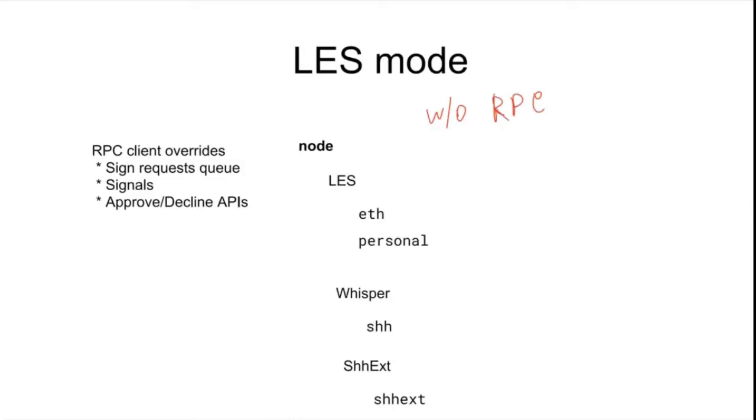We also run some convenience services like the extended Whisper that we are on, and register them on the node. So they are also available inside this namespace. But that's how our LES mode works. What about the upstream mode? What about the RPC mode?